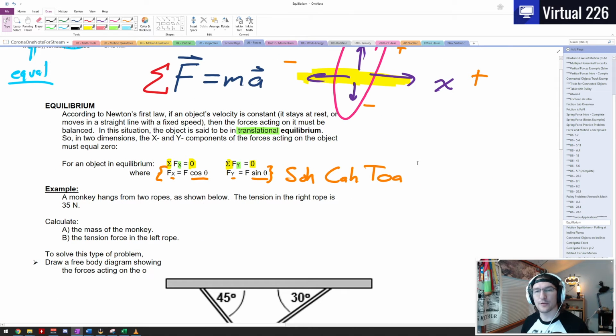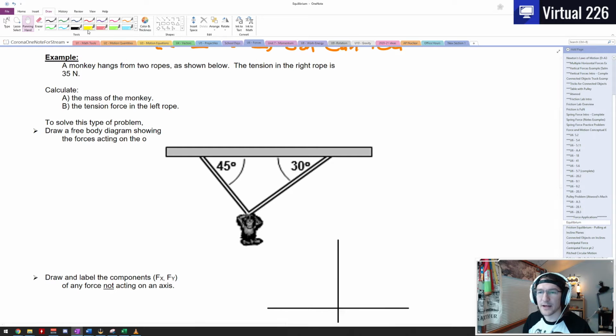So let's take an example of this force equilibrium and how we can break up these force vectors into their x and y components and figure out what's going on. In our first example, we've got a classic monkey, and for whatever reason, monkeys are often used in physics examples and problems. This monkey is hanging from 2 ropes, as shown in the picture. The only thing that we know is that the tension in the right rope is 35 newtons. That's all we know.